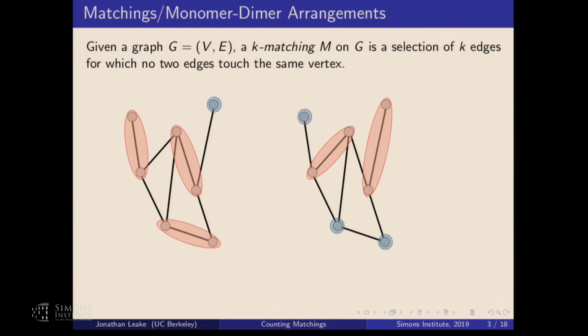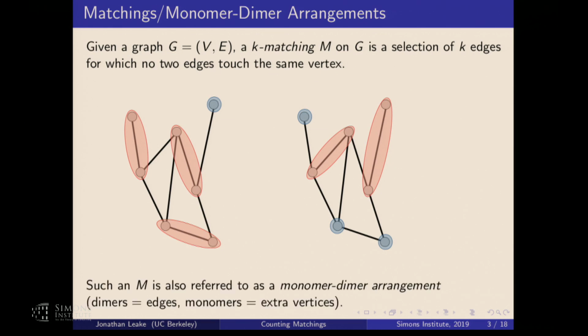So a lot of us know what a matching is. It's some collection of edges where no two edges touch at the same vertex. And I'm going to call something a k-matching if it contains k edges. So the first thing's a 3-matching, then a 2-matching. Okay. Another term that's used for these things is monomer-dimer arrangements, where the dimers are the edges and the monomers are the extra vertices.